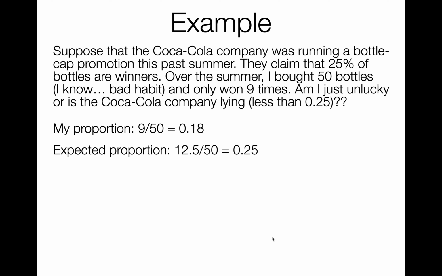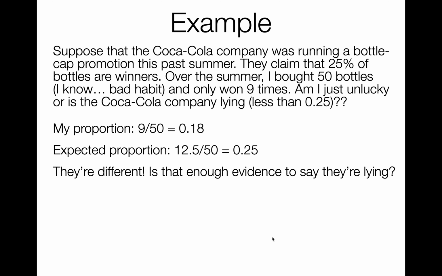And so the expected number of times that I think I should win, if they say 25%, is 12 and a half. Okay, 12 and a half. So maybe 13 times would be what I expected. So is 9 far enough away from 13 to make me start to doubt the claim that the Coca-Cola company was making? All right. So the question is, they're different. 0.18 is not 0.25. Is that enough evidence to say they're lying?